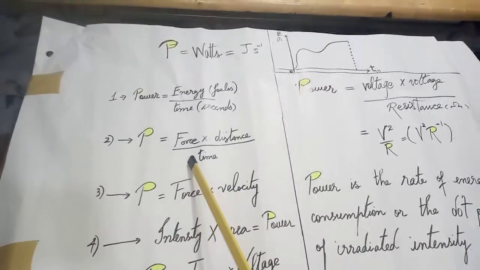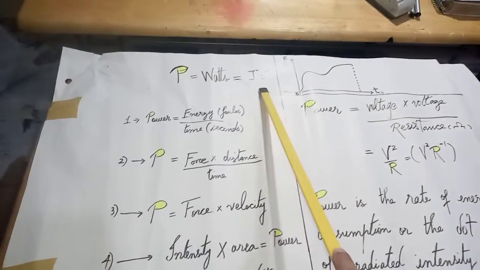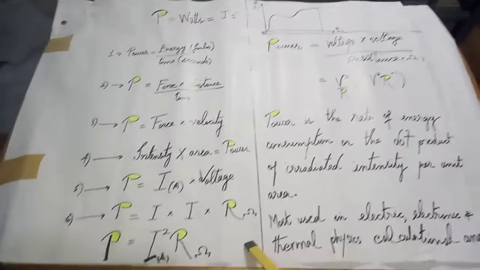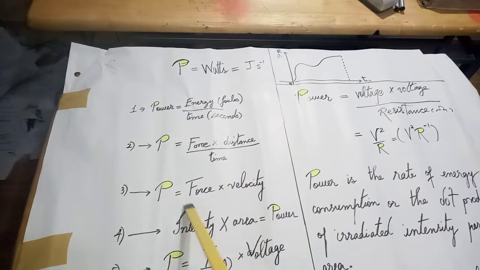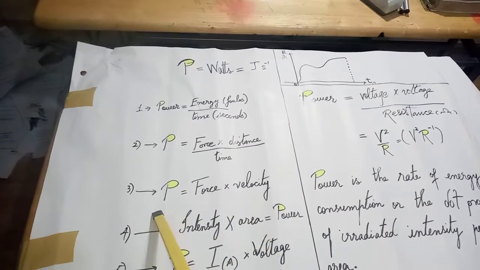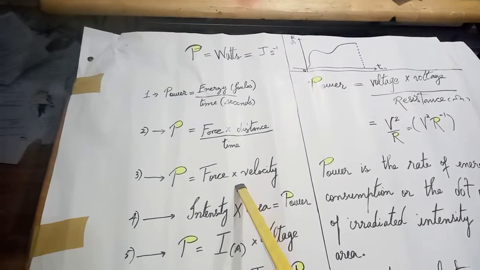which shall be force times distance divided by time. That again comes out to be joules per second. All of these end up as watts, i.e. joules per second. So the third one is a derivative, a substituted derivative of number 2. So this is force times velocity, used heavily in mechanics pertaining to objects in motion.